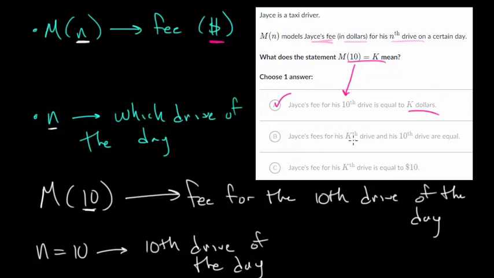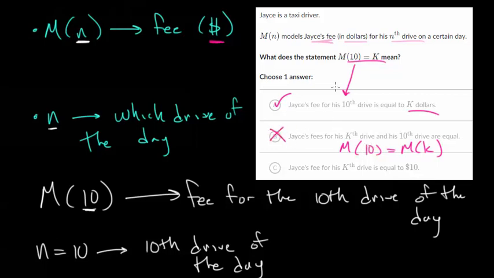Choice B: Jace's fee for his kth drive of the day and his 10th drive are equal. For this one to be true, we would have to have M of 10 equals M of K. Now we have the kth drive of the day, and M of K is the fee for that drive, and that would be equal to M of 10, which is the fee for the 10th drive of the day. So this one's not correct.